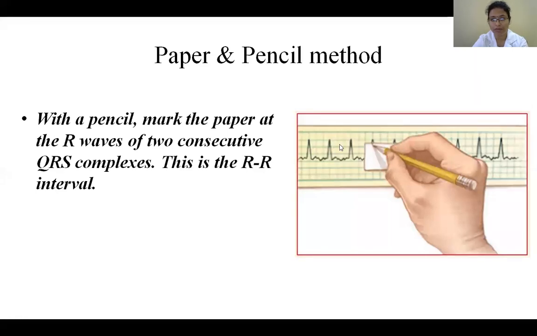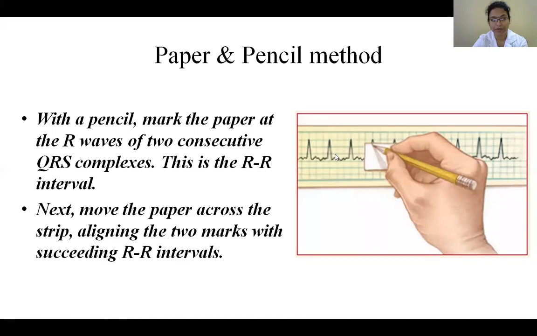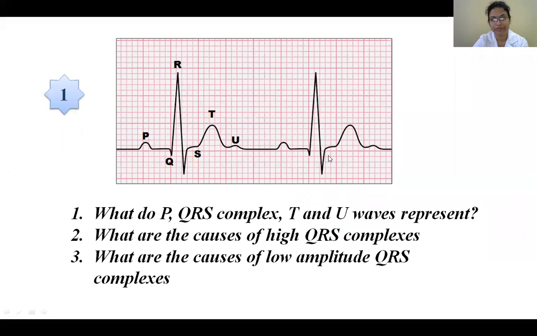You go on marking on the piece of paper and then you move that paper across the strip and align these 2 points across each peak of the QRS complexes. If these 2 points match, it means the distance is equal. So it means all the QRS complexes are equally spaced. That means the rhythm is regular.